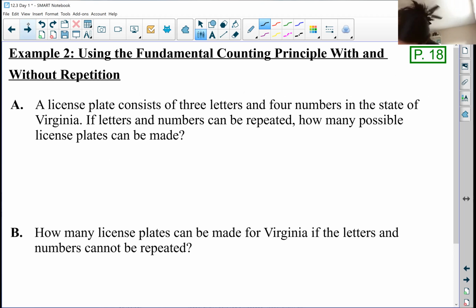So looking at different kinds of problems, there can be times where we have repetition or where we don't allow repetition. For instance, a license plate consists of 3 letters and 4 numbers in the state of Virginia. If the letters and numbers can be repeated, how many possible license plates can be made?